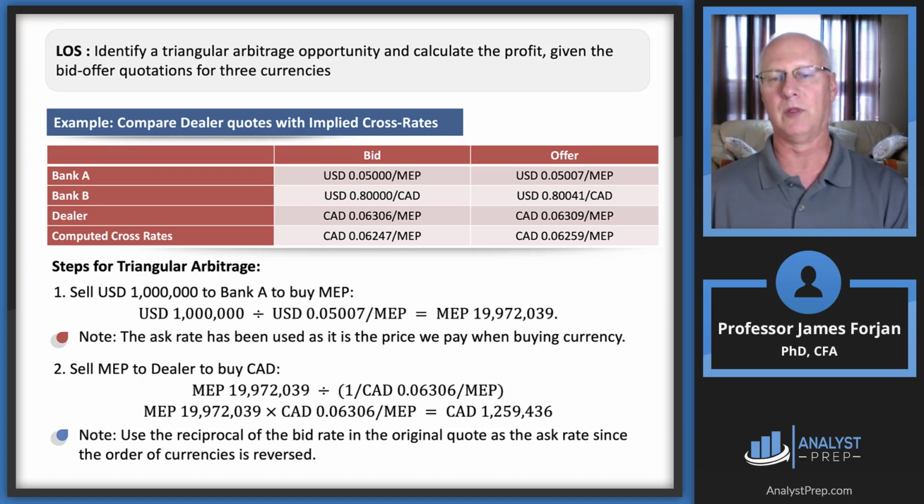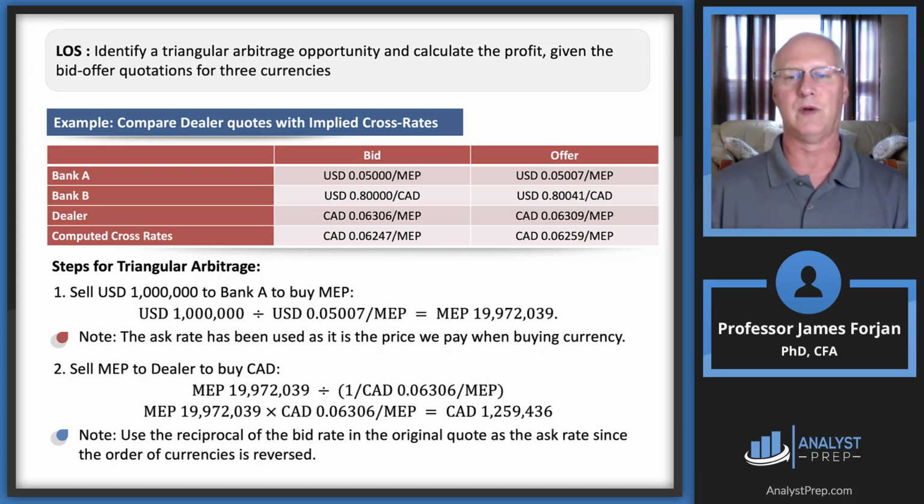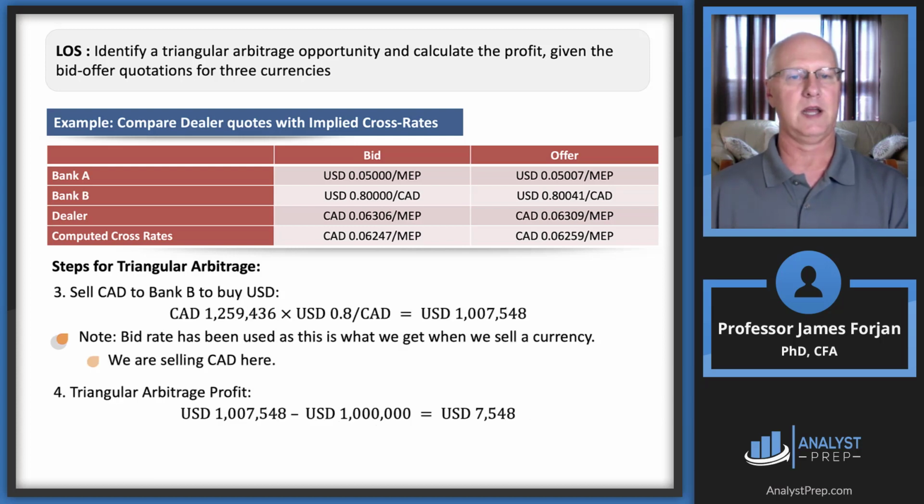So we're going to end up with 259 Canadian dollars. And then we're going to take those Canadian dollars and convert those over to US dollars, and we ended up getting 1,007,548. So subtract that from our original 1 million and we get a triangular arbitrage profit of 7,548 US dollars.